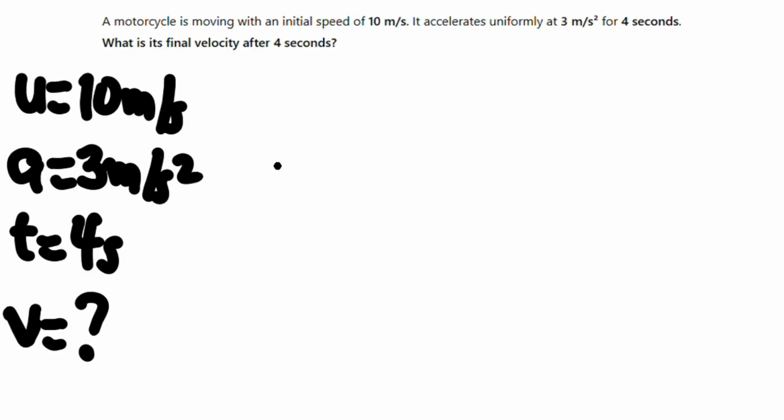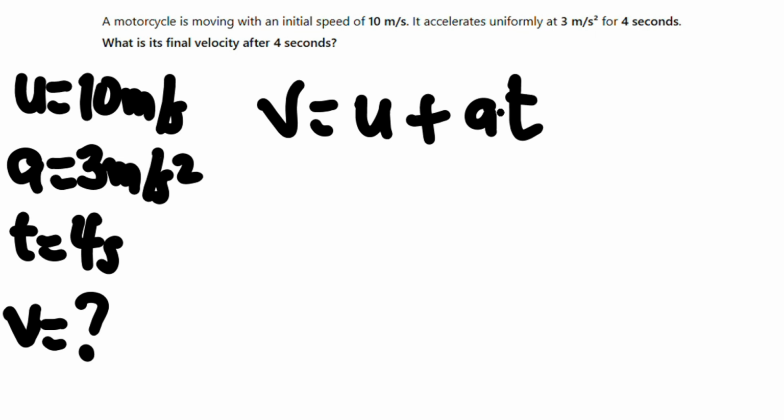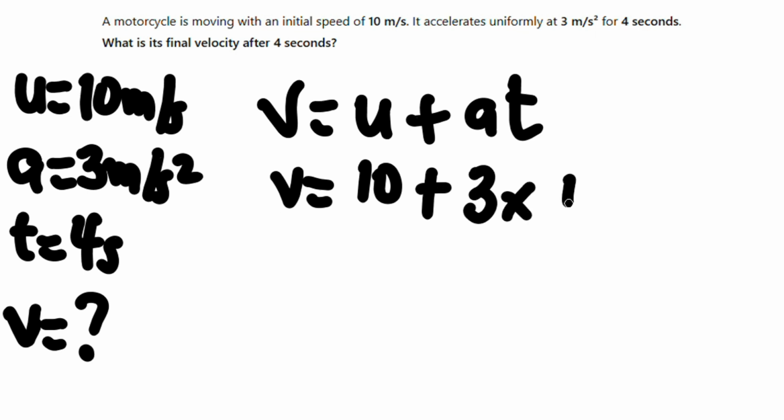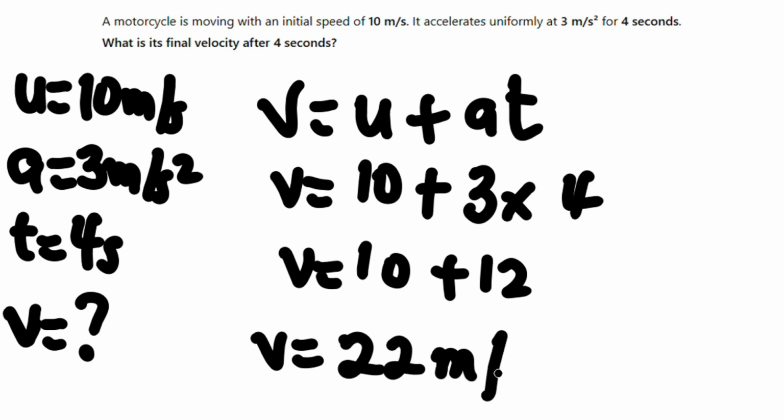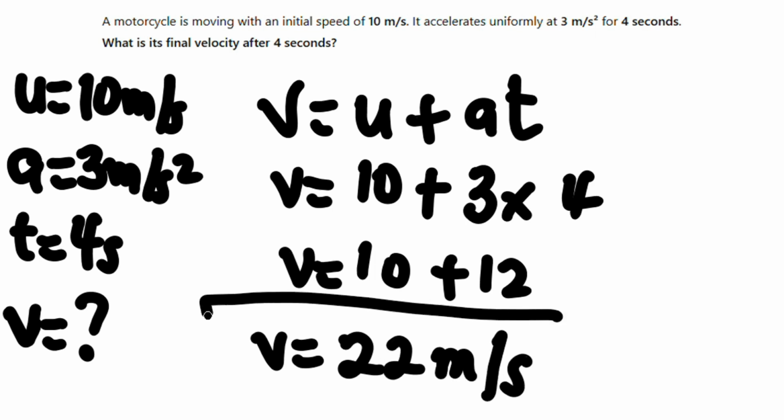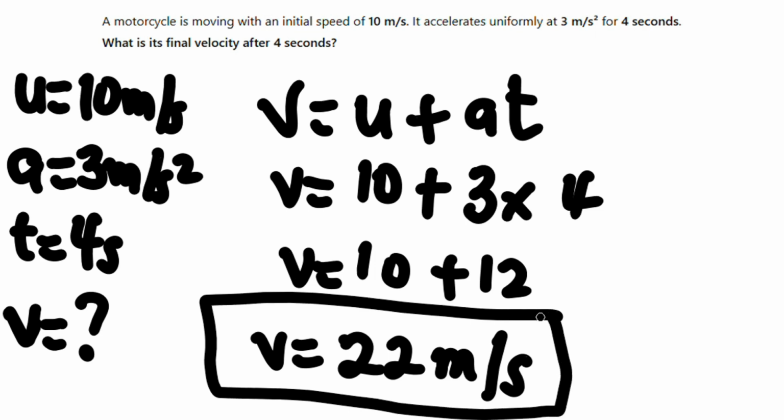So we go back. They are looking for v. So v is equal to u plus at. So v is equal to, what's my u? My u is 10 plus a is 3 times 4, right? So v is equal to 10 plus 12. So v is equal to 22 meters per second, because it is velocity, so it will be meters per second. So this is the final answer for this question as well.